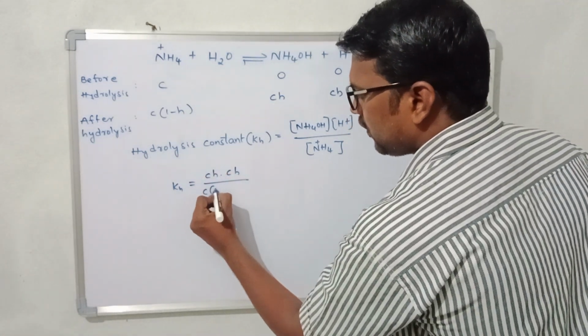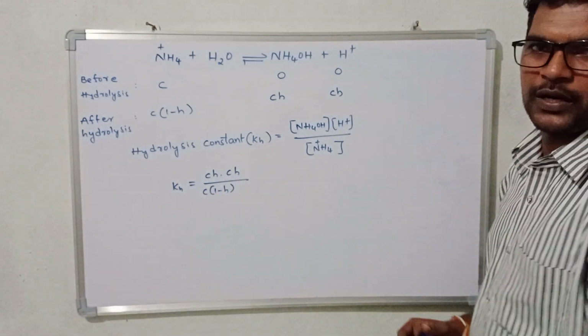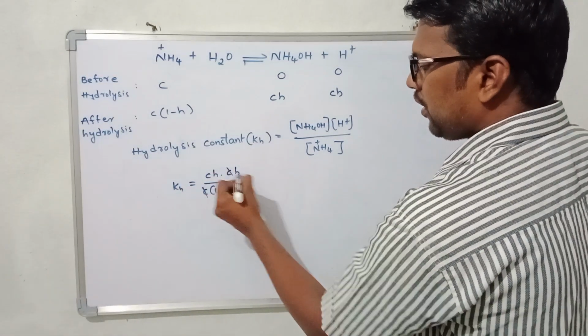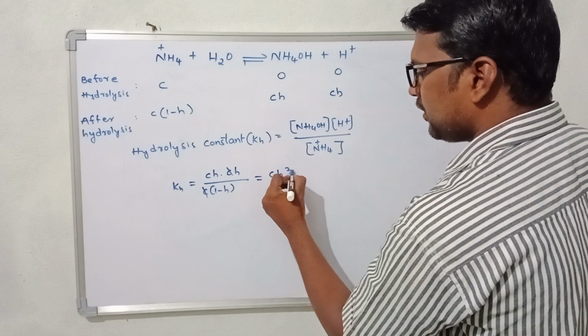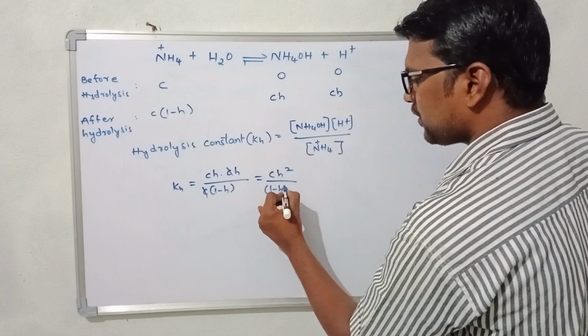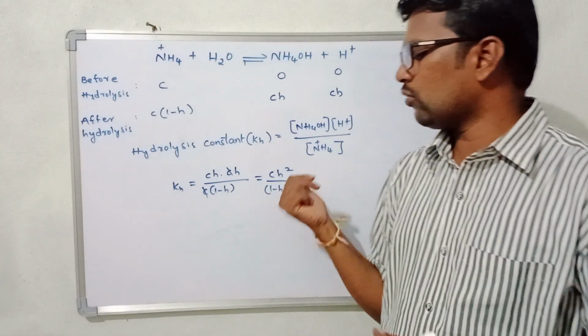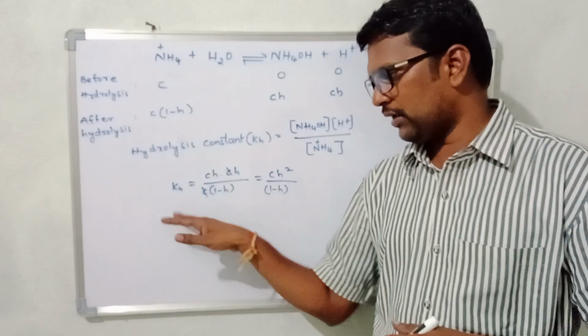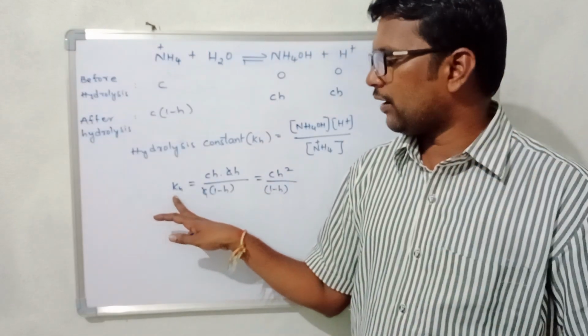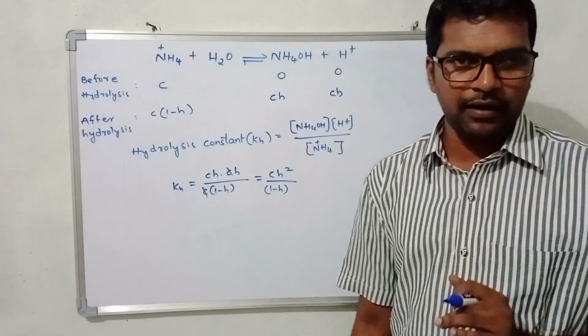Within the denominator, C(1 − h) is present. Here you see one C can be cancelled, so it is present like this: Ch² by 1 − h. So Kh is equal to Ch² by 1 − h. Here Kh indicates the hydrolysis constant, and h is the degree of hydrolysis.